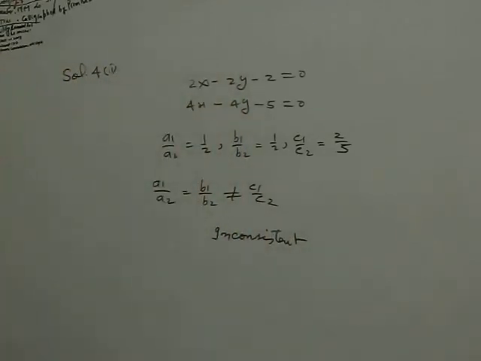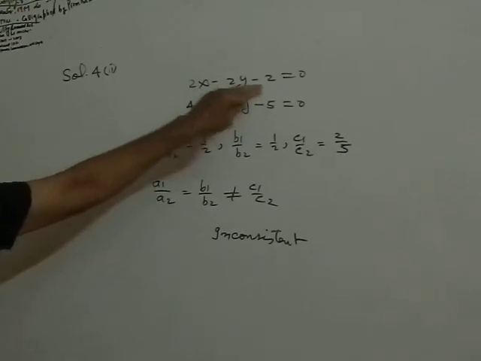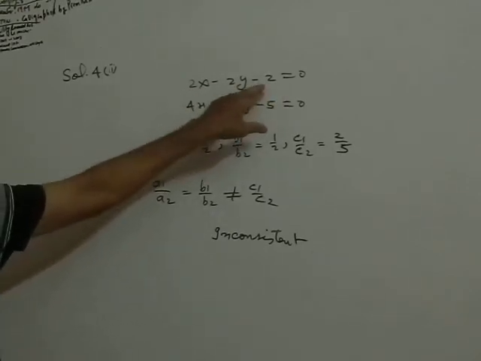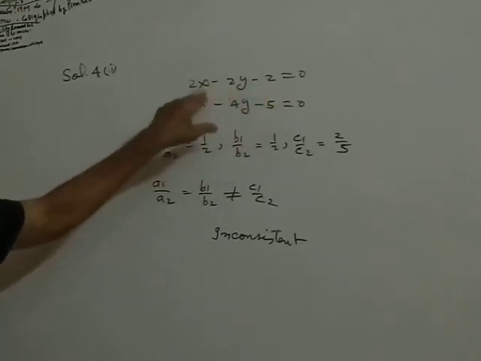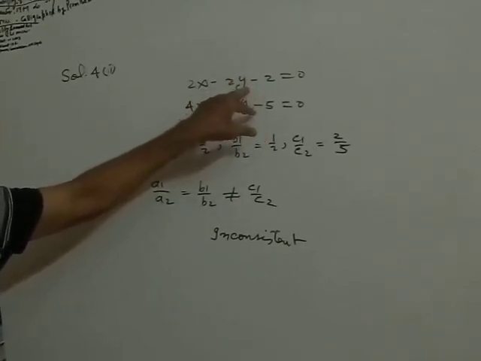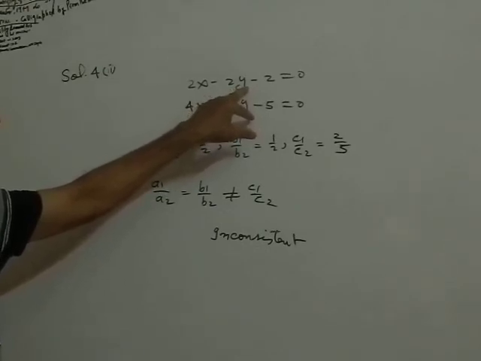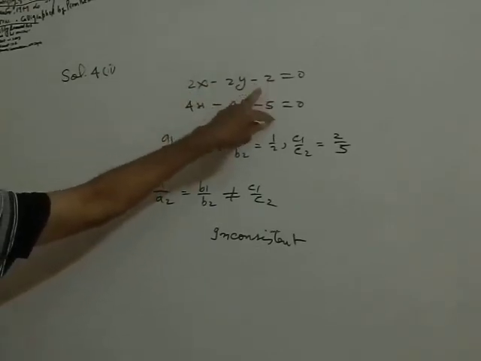Graphically, you plot this line for 2y is equal to 2x minus 2. So y will be equal to (2x minus 2) divided by 2. You get the different values of y for different values of x. Plot this line, you will get a straight line.